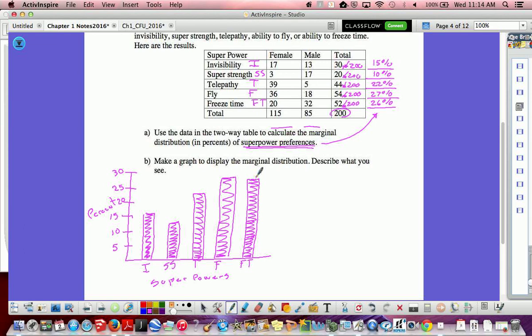Oh, I need a title, don't I? Which I would assume would be overpowered. So I might be like saying superpower preferences. Now it has that fun word here that pops up from time to time. Describe what you see. So we got to write a couple sentences talking about the superpower preferences.